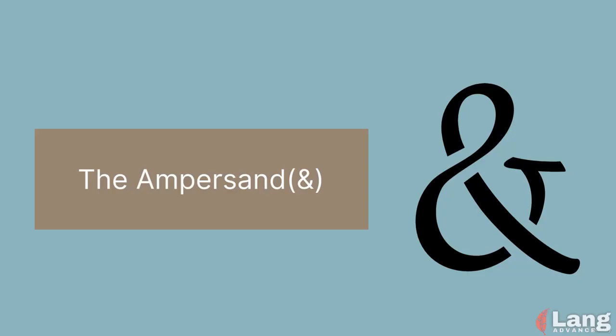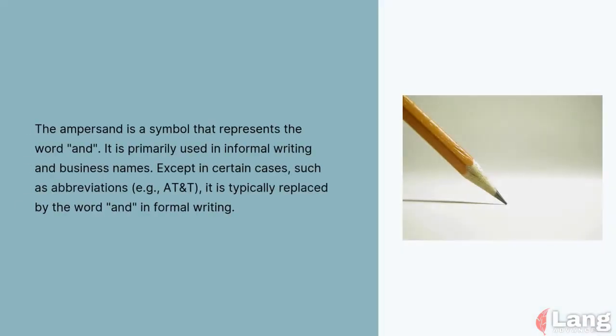The ampersand. The ampersand is a symbol that represents the word "and". It is primarily used in informal writing and business names. Except in certain cases, such as abbreviations, for example AT&T, it is typically replaced by the word "and" in formal writing.